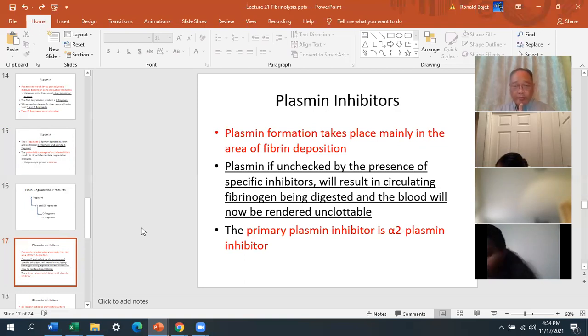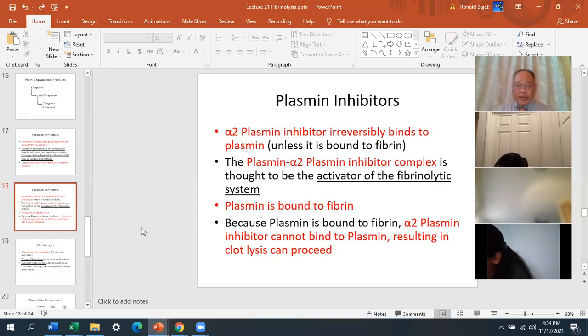The primary plasmin inhibitor is the alpha-2 plasmin inhibitor. Remember, the two alphas are plasmin inhibitors, and the fastest is the alpha-2 plasmin inhibitor. The alpha-2 macroglobulin is also a plasmin inhibitor, but it's slower. The alpha-2 plasmin inhibitor irreversibly binds to plasmin unless it's bound to fibrin. That's the key thing. If the plasmin is bound to fibrin, then the inhibitor will leave it alone.